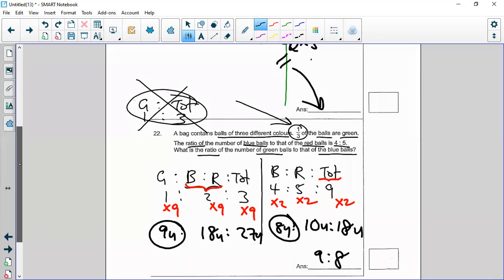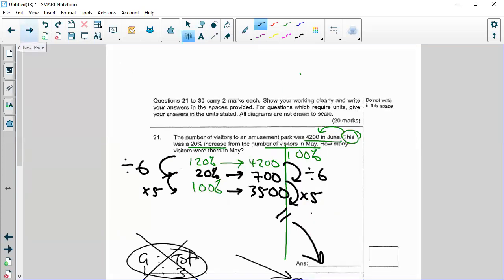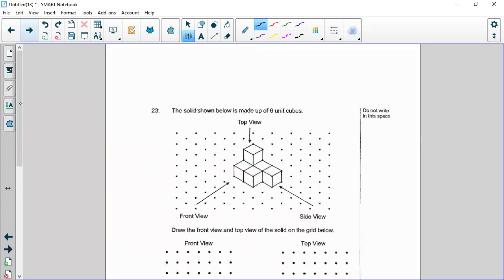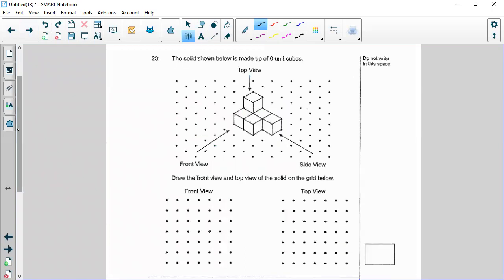Okay, let's look at the next one. Question 23. This is not hard. You need to score in this question. How do you draw the front view? For the front view, you count 2 squares, 1 and 1. So there's a pattern, 2, 1, 1. So how do you draw? 2, 1, 1. This is how I call it, 2, 1, 1. When you draw, it's 2, 1, 1.